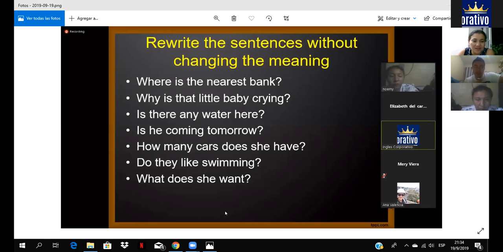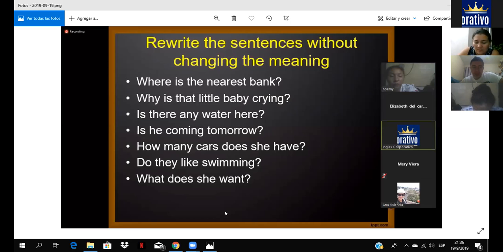Okay, do they like swimming? No, o sea, es que pensé que podíamos usar enough, teacher, and how many cars does she have? You want to use enough. Pero en qué momento, Noemi? O sea, no entiendo. ¿A dónde quiere agregar esa palabra? ¿Contable o no contable? En este caso cambiaría todo el contexto de la pregunta. Usted podría preguntar, ¿ella tiene suficientes carros? Does she have enough cars? Pero su respuesta va a ser sí o no. O sea, le puede cambiar a enough, pero cambia todo el sentido de la pregunta. Es otra pregunta al final.